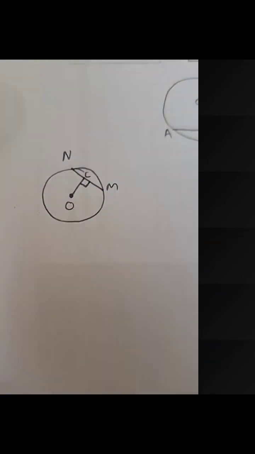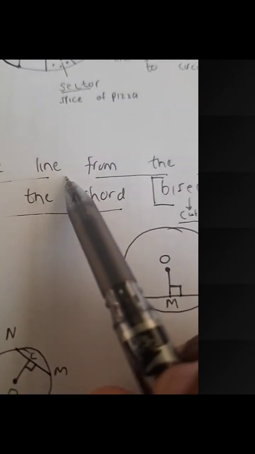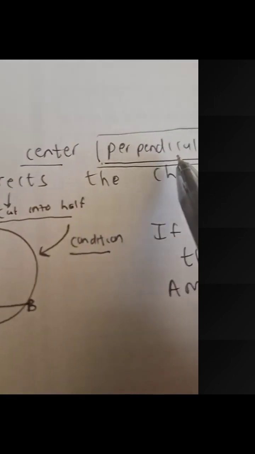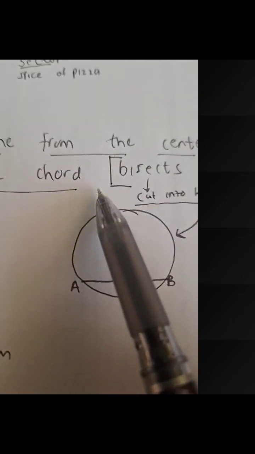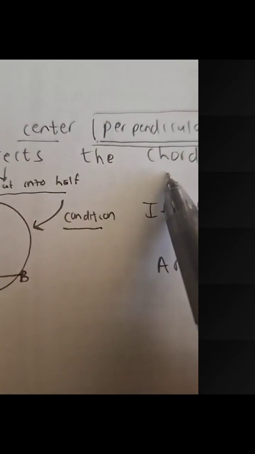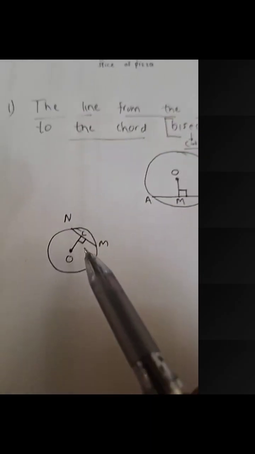So knowing this, what can we then conclude? If the line from the center is perpendicular, guys, to the chord, we know that the chord does what? The line bisects the chord.